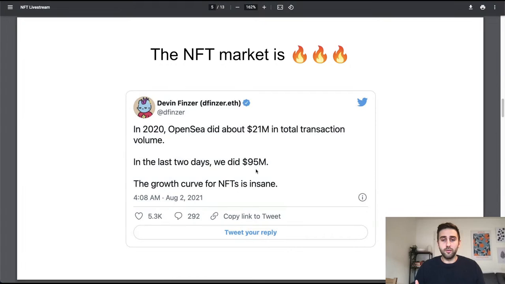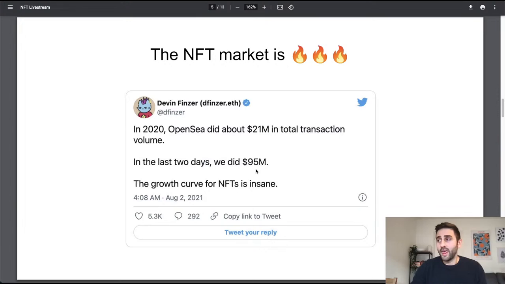That growth curve for NFTs is insane. And he's not wrong. We're seeing exponential growth in the value and the volume of NFTs in 2021. And I don't think it's going to stop here. I think it's going to keep going. The value is going to keep increasing.